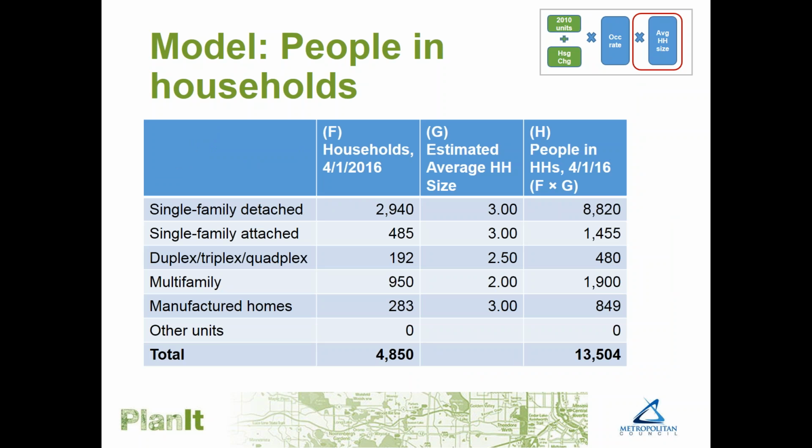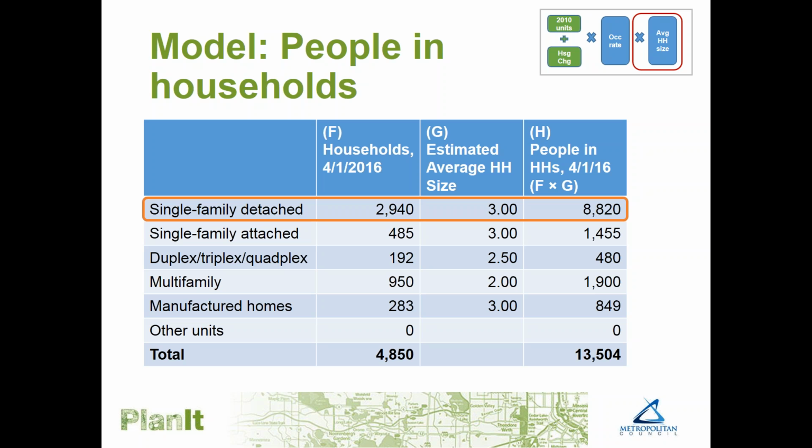And then finally, to calculate the number of people in households, we apply those average household sizes as estimated to the number of households that we looked at before, and the result is the population in households. So again, taking single-family detached units as an example, let's say the ACS data, adjusted as I just described, provide an average household size of 3 persons for every single-family detached household. If we multiply those 2,940 households by that average household size, we get to 8,820 people in single-family detached units.